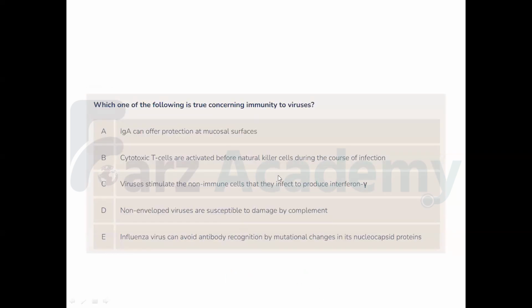So which one of the following is true concerning immunity to the viruses? IgA can offer protection at mucosal surfaces. Cytotoxic T cells are activated before natural killer cells during the course of infection. Viruses stimulate the non-immune cells that they infect to produce interferon gamma. Non-enveloped viruses are susceptible to damage by complement. Influenza virus can avoid antibody recognition by mutational change in its nucleocapsid protein. So which one of the following is true? Okay, let's see it.